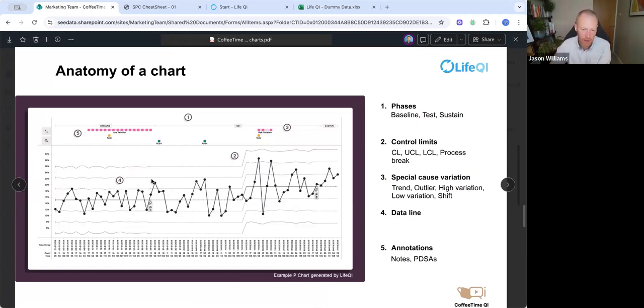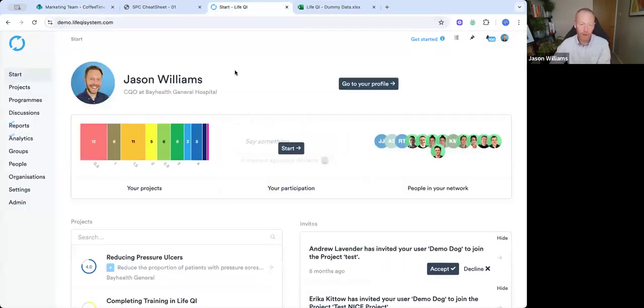Basically, they're the inner sigma, which not every software displays, but we do because it helps you detect some of that special cause variation. The pink elements at the top here are where it has detected special cause variation, whether that's high variation, low variation. It could be a trend, it could be a shift, all sorts of things, but they are highlighted for you at the top of the chart. We've got some annotations where you've added notes or you've linked in PDSA cycles, things like that. Those are the main points. I'm not going to dwell on that too much longer because I'm conscious of time and we want to get into Live QI now and actually have a look at creating a chart.